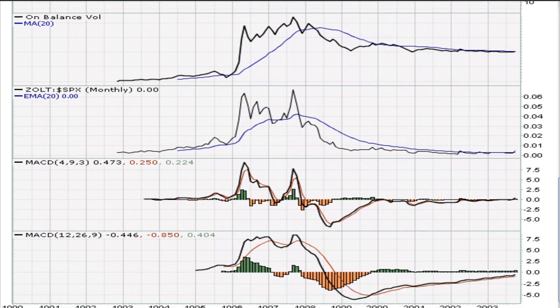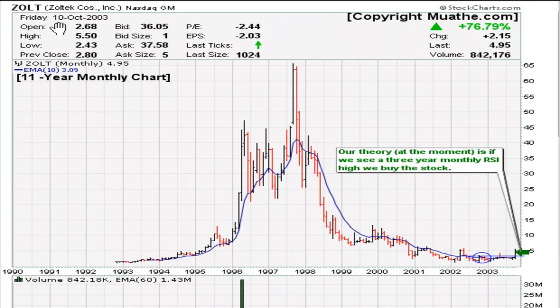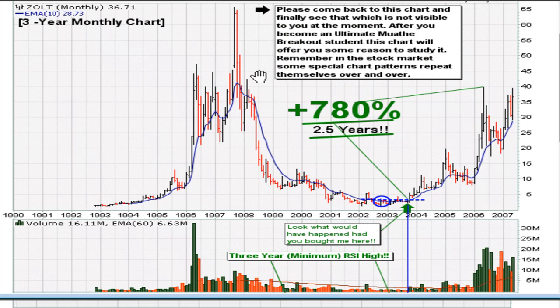Take a look at the MACDs. The MACDs were confirming that this was a powerful move. 3-year highs plus. And also note this move above zero. And also a breakout to 3-year highs there. Bam! And so that was the before chart. This is going back to October 2003. Let's take a look at what happens.